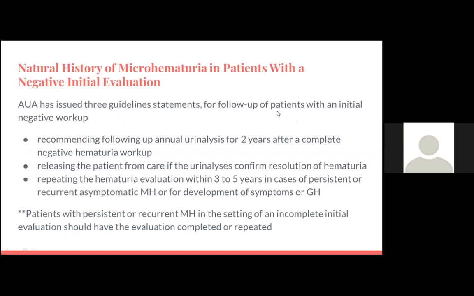AUA has issued 3 guideline statements for follow-up of patients with an initial negative workup. It recommends annual urinalysis for 2 years after a complete negative hematuria workup, and discharging the patient from care if the urinalysis confirms resolution of hematuria, and repeating the hematuria evaluation within 3 to 5 years in cases of persistent or recurrent asymptomatic microscopic hematuria or for development of symptoms or gross hematuria.